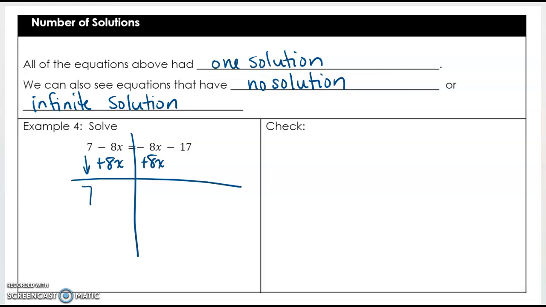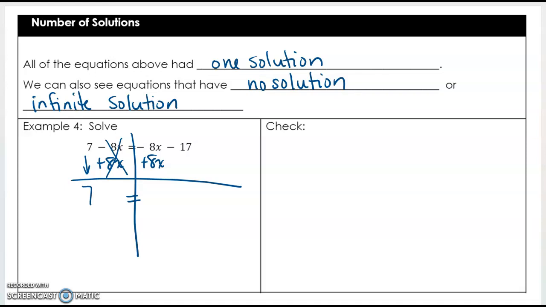I bring down the 7. The negative 8x and the positive 8x cancel out. A common mistake people make there is bringing down an x, but that would mean that negative 8 and positive 8 add together to make 1. They don't. They make 0, so the x's disappear completely.